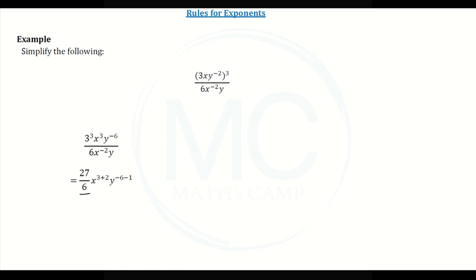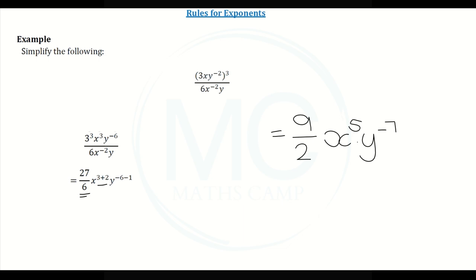Now we can add our exponents together. Let's start with our value over here. 27 and 6 are both divisible by 3. 27 divided by 3 gives us 9. I'm going to write it over here. And 6 divided by 3 is 2. Then we have x. 3 plus 2 gives us 5. Then we have a base of y. Negative 6 minus 1 gives us negative 7.